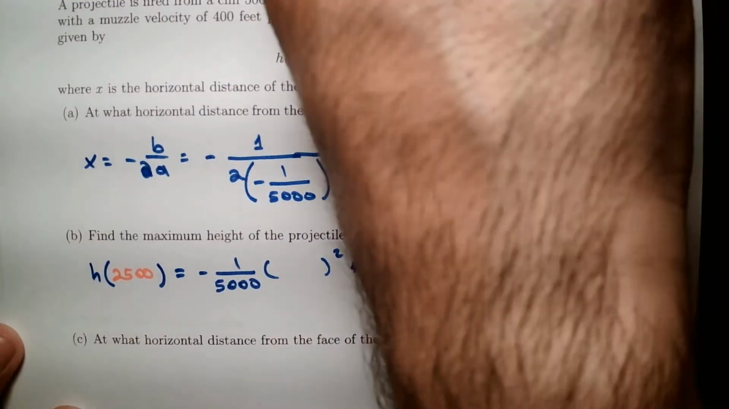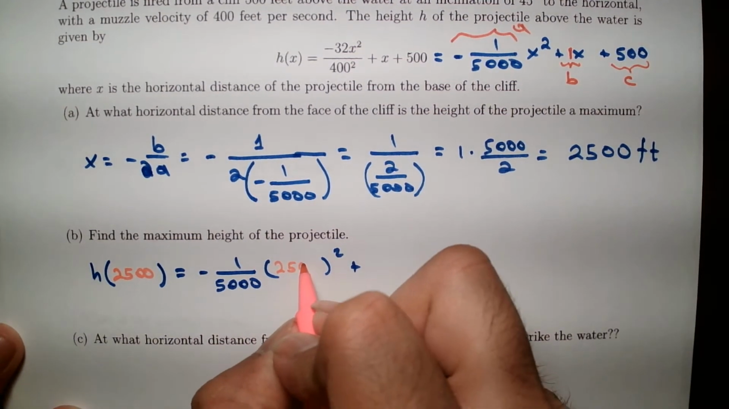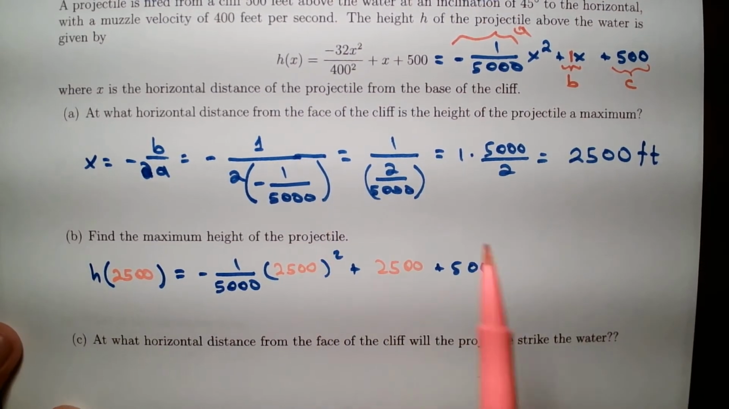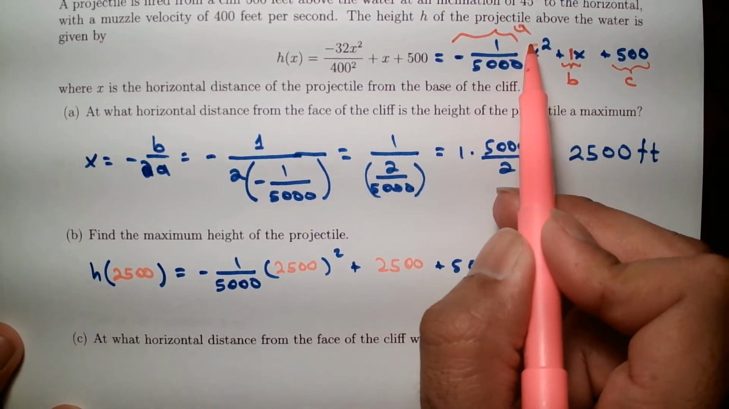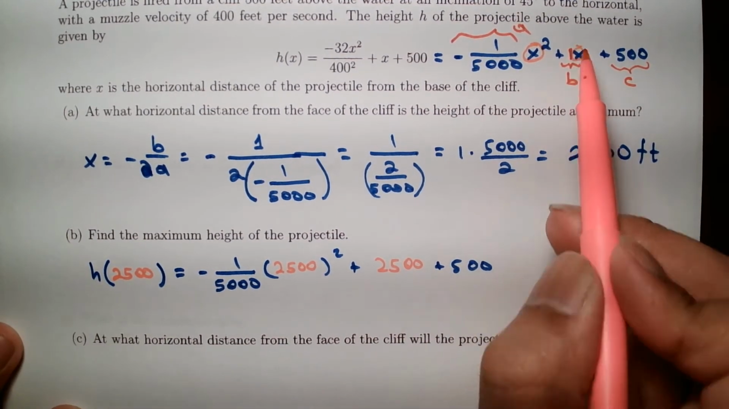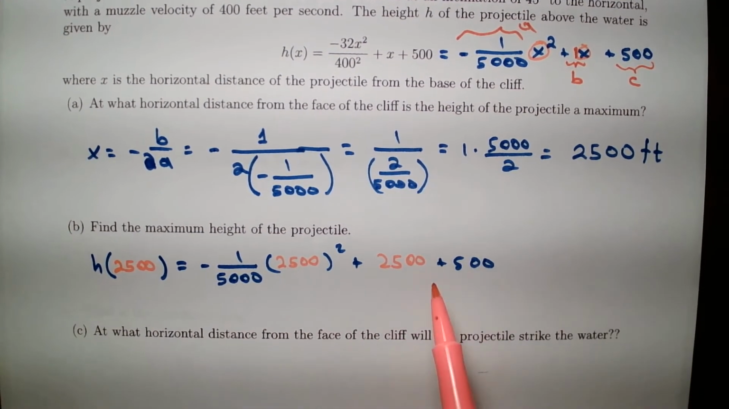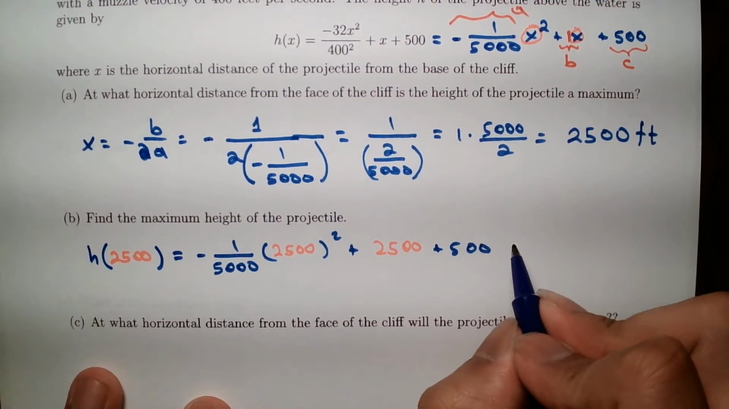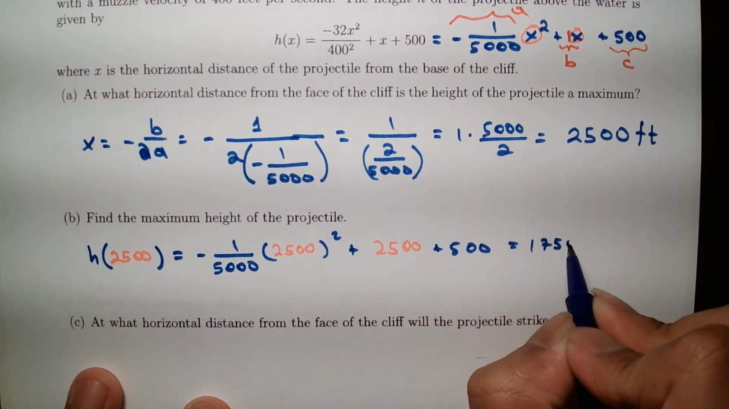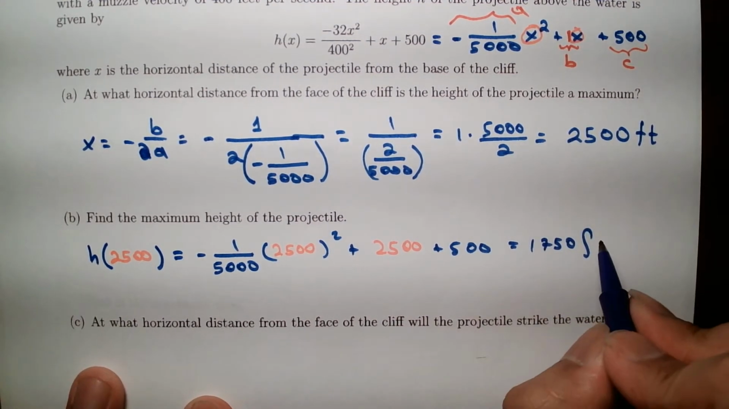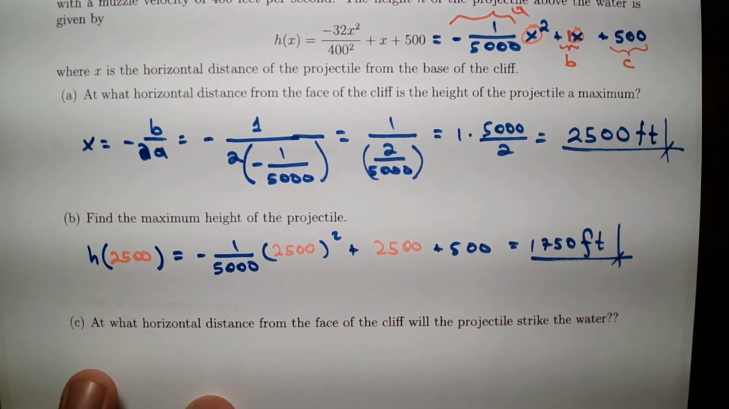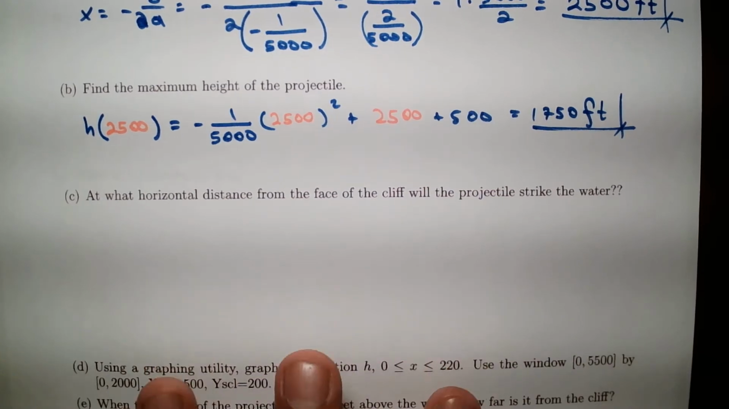All right, so 2,500. What are we doing? We're plugging this 2,500 in over here for this x, and this 2,500 over here for that x as well. If we use a calculator, we should get the following. Our maximum height in this case is 1,750 feet. All right. You can circle my final answer here, or rather, a box.